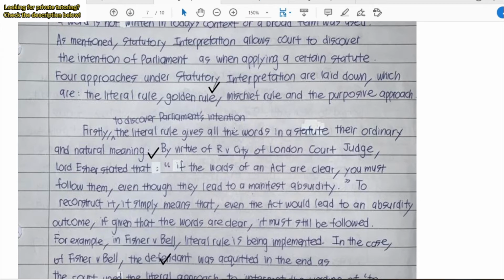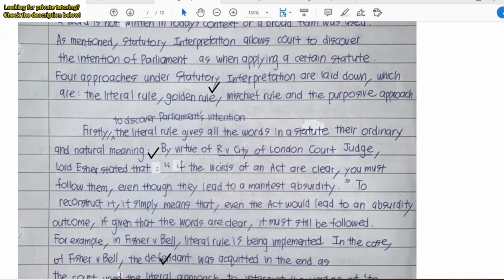It's not very accurate. For actual exam purposes, I'm not sure how exactly the examiner will take this, but it is maybe not so obvious, unlike one of the other papers where they literally say that the literal approach, literal rule, golden rule, mischief rule, all those also help to discover the intention of Parliament. Then the whole thing is definitely inaccurate already.